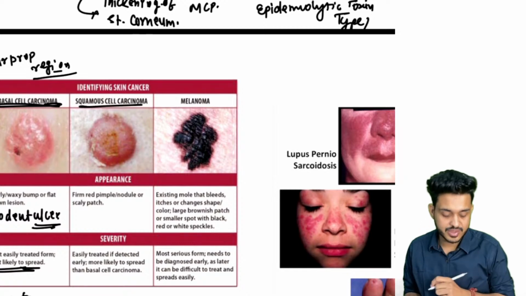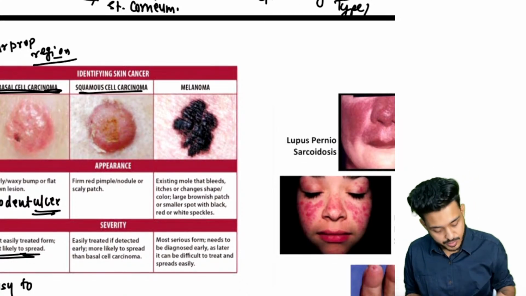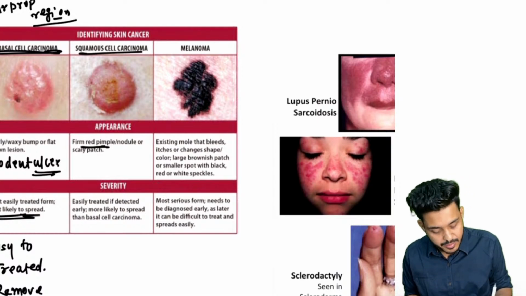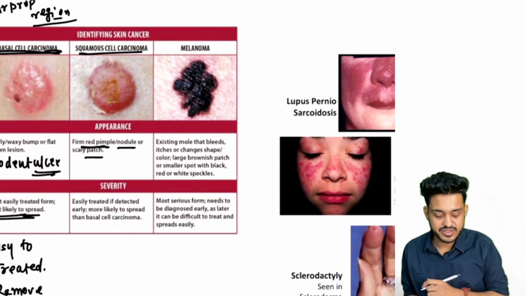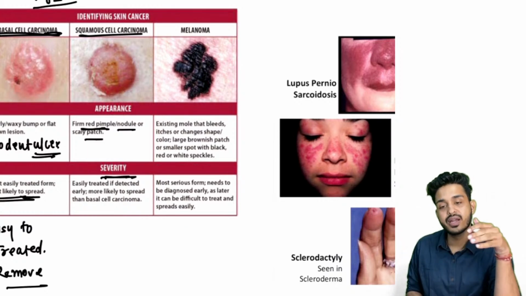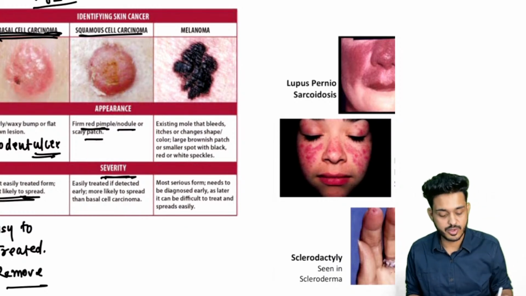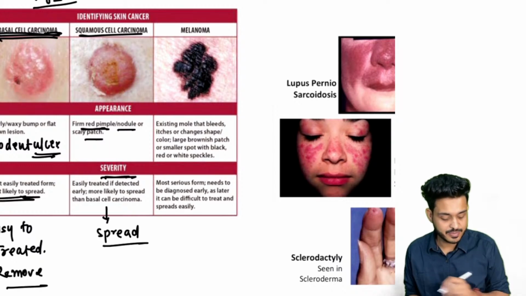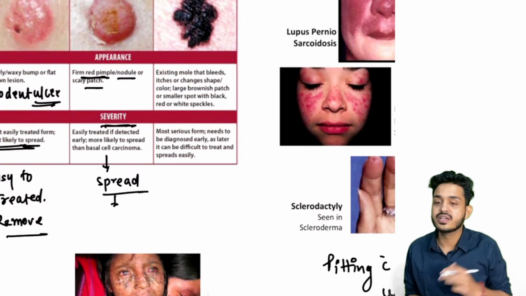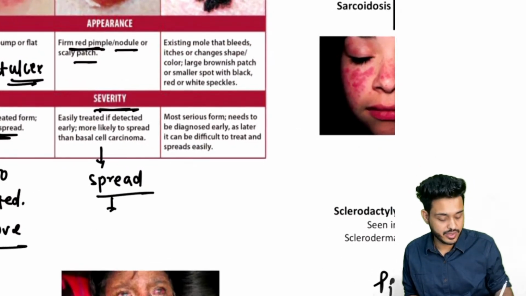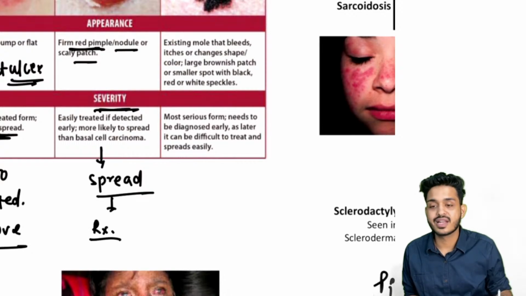Second one is your squamous cell carcinoma. It is a firm red pimple, nodules or scaly patch, you can see. Okay, this is more severe as compared to basal cell carcinoma. This can spread, and if it is found in the early stages, that can be treated well.